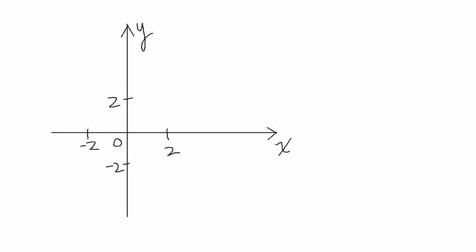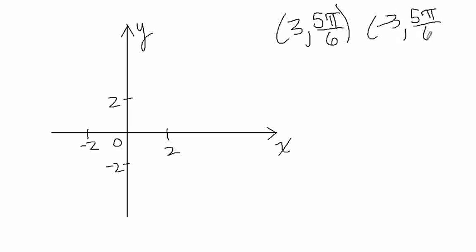All right, so on my coordinate plane, can you identify approximately where the position is associated with the polar coordinates 3, 5 pi over 6, as well as minus 3, 5 pi over 6? So pause the video and try to do that now, please.